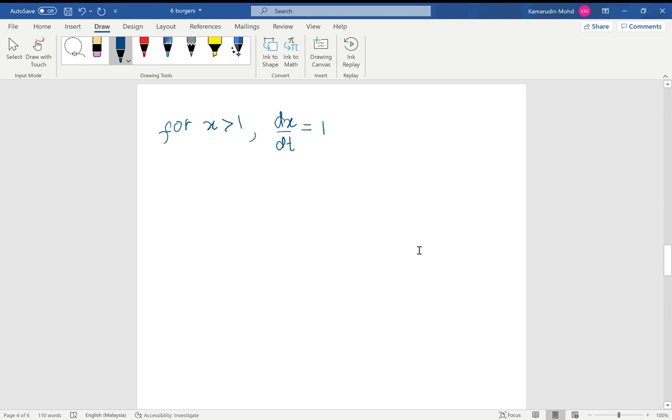Okay, continue with case 3 for example 1. This is case 3 where for x not greater than 1, we have the solution for u equal to 1. So we replace in equation dx/dt, we have this equation. Solving this equation, we get x equal to t plus d.